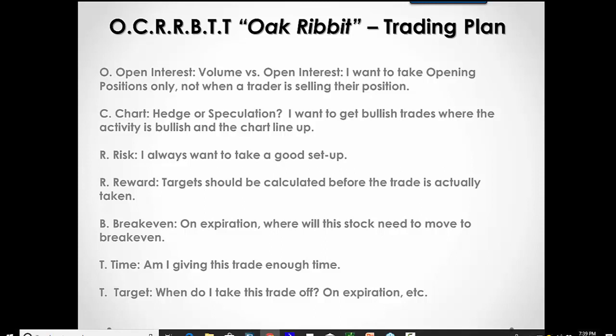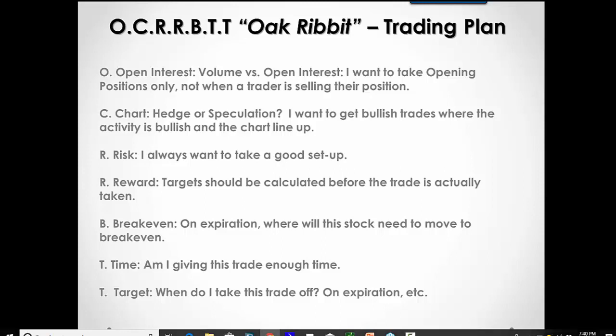Then I look at R&R. Some people like rest and relaxation. I like a reward to risk setup. How much I'm willing to risk on a trade versus how much I could potentially make on that trade. B, break even. Break even for calls is the strike price plus the price of the call. Break even for puts is the strike price minus the price they paid for the puts. T and T, time and target. How much time do you want to give on this trade, and what is the target of this trade?